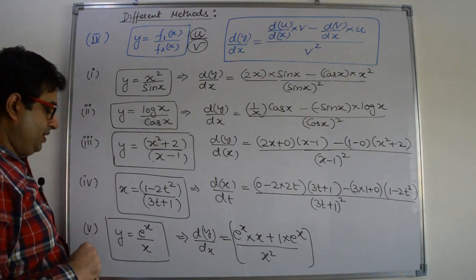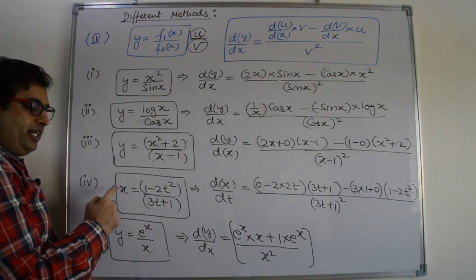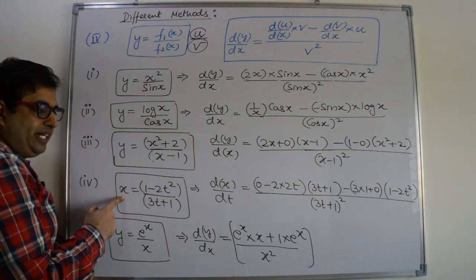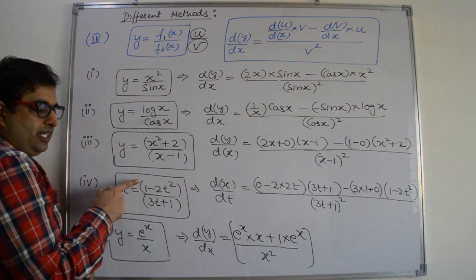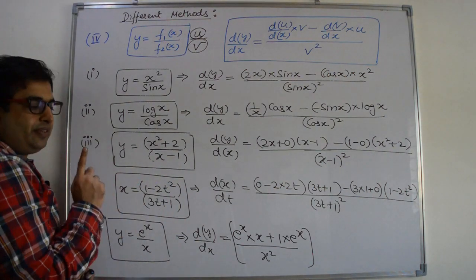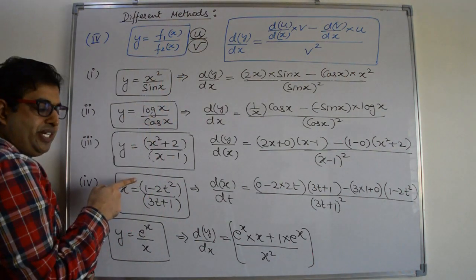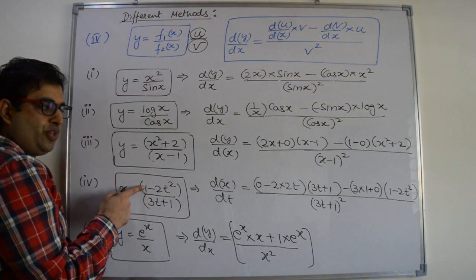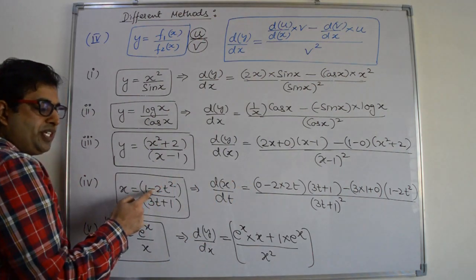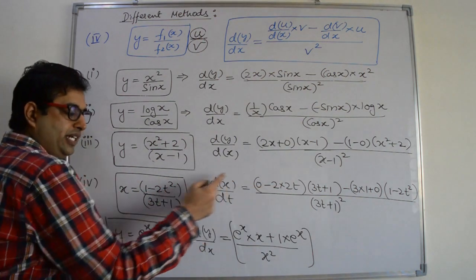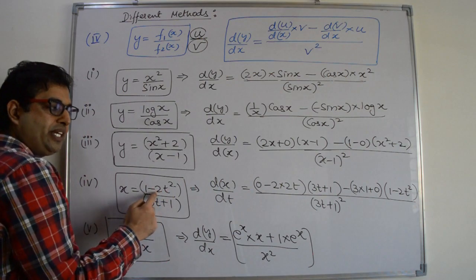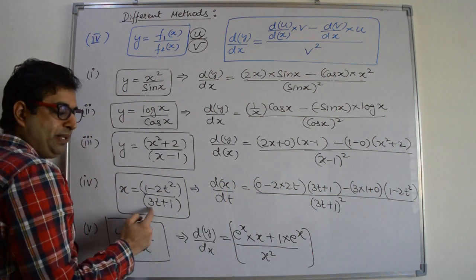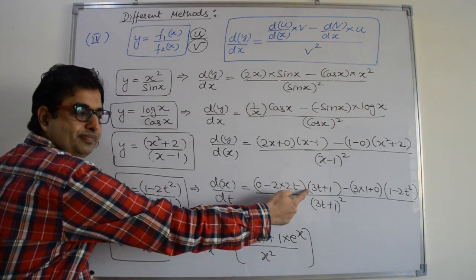Right? Now the fourth problem. Here instead of x and y we are taking x and t. So we will calculate dx by dt. This is u, this is v. Right? Use the method. Differentiate the numerator. 1 minus 2t square. Differentiation of 1 is 0. Differentiation of t square is 2t. And this minus 2 is in multiplication, it will remain in multiplication. Got it? Multiply the denominator as it is.